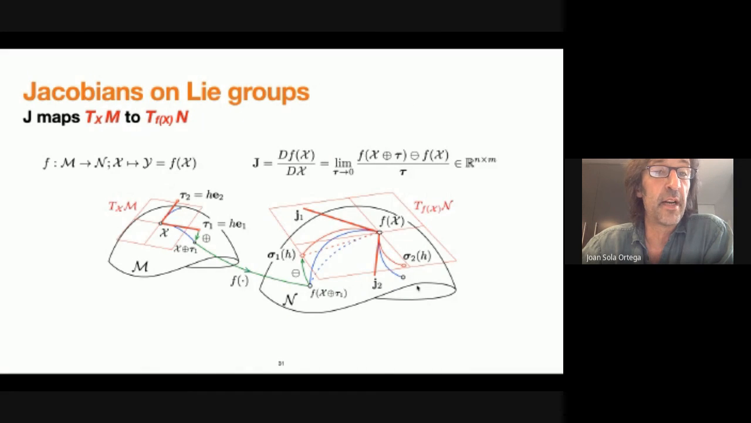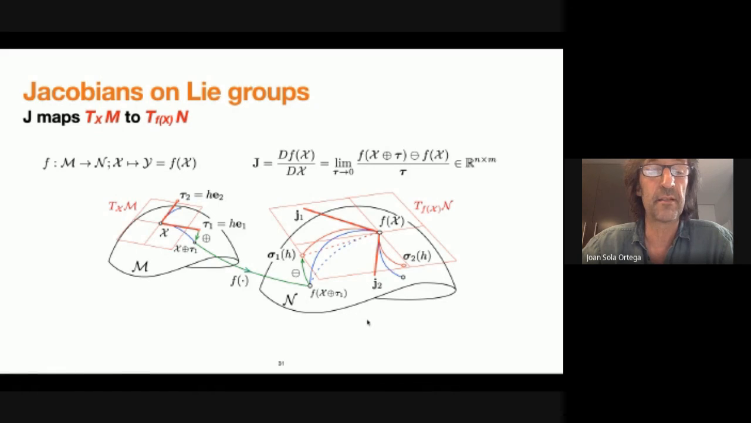The Jacobian can be interpreted graphically. You have a function that goes from one manifold to another manifold, and you have a tangent space here. You perturb, you apply plus. We are following the numerator. You apply F, you apply minus, and you get this perturbed vector. And then you take the limit when tau goes to 0. Do this limit, and then this tangent line is one of the columns of your Jacobian matrix.